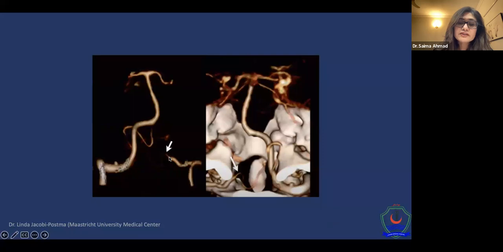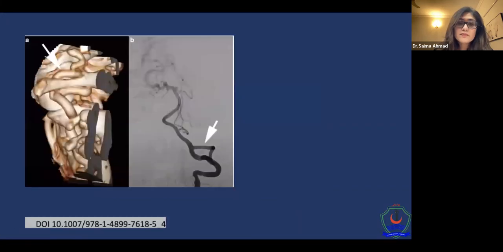hypoplasia of the distal segment of the vertebral artery at the PICA. And as compensation, there is a dilatation of the opposite vertebral artery. So this case is different from the previous one. In this, it should not be confused with dissection. So this is not stenosis or dissection. This is abrupt hypoplasia of the distal part of the vertebral artery.